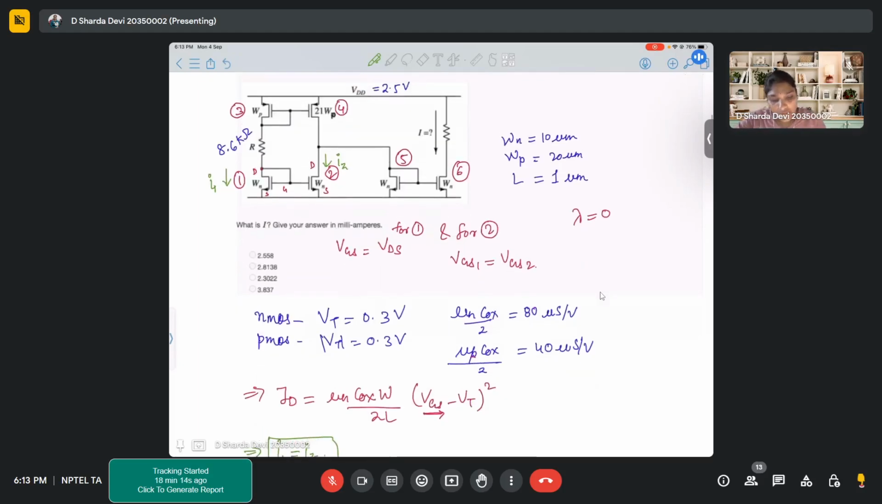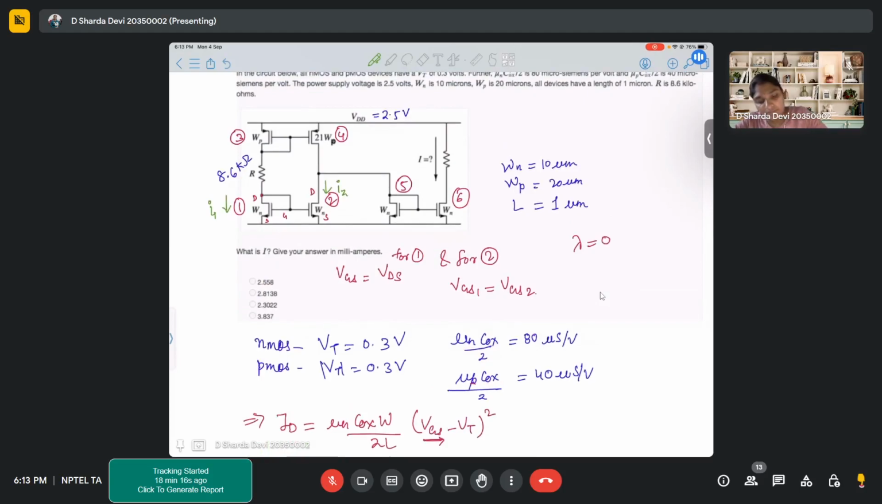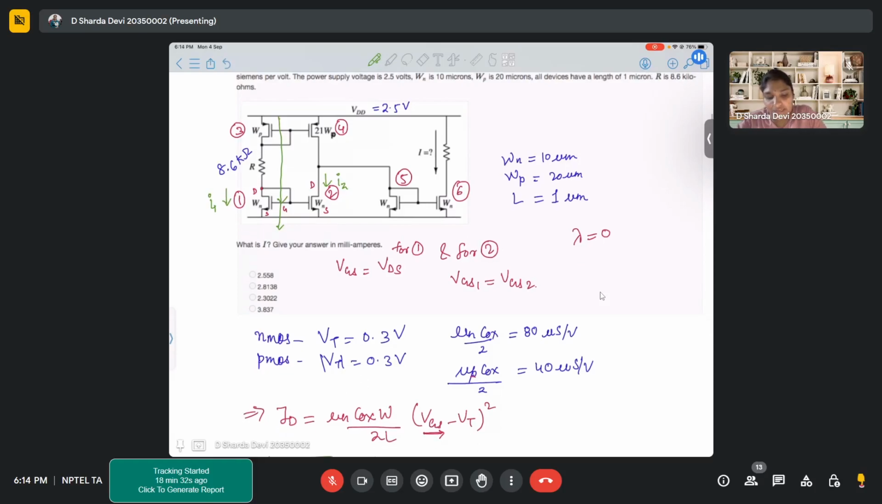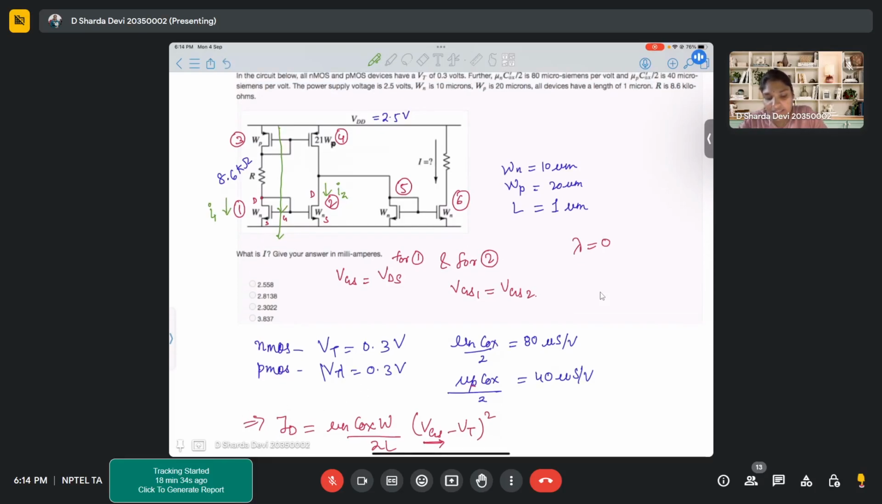Now, we also know that when we observe this path from VDD all the way to ground, the current that can flow through this path is a single current, right? Because all the components are in series. Transistor 3, resistor R, and transistor 1 are all in series, so they can carry a single current. Correct?